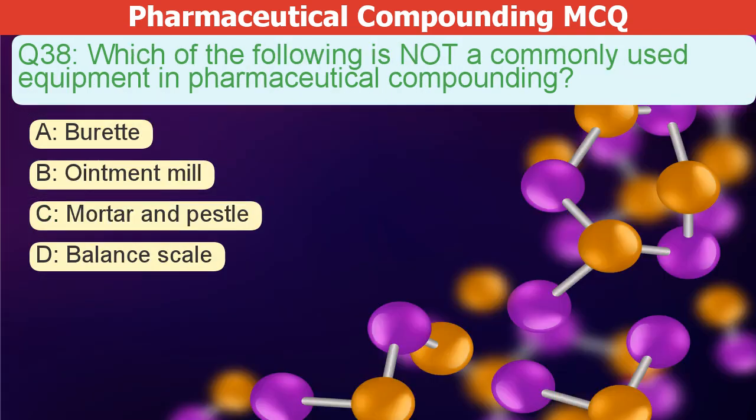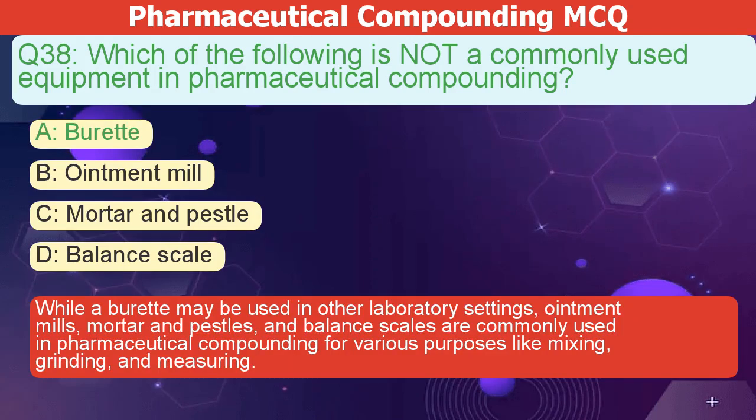Which of the following is not a commonly used piece of equipment in pharmaceutical compounding? A. Burette. B. Ointment mill. C. Mortar and pestle. D. Balance scale. The correct answer is A. While a burette may be used in other laboratory settings, ointment mills, mortar and pestles, and balance scales are commonly used in pharmaceutical compounding for various purposes like mixing, grinding, and measuring.